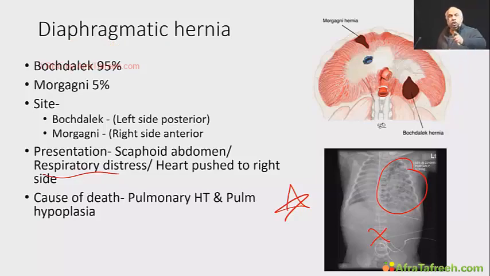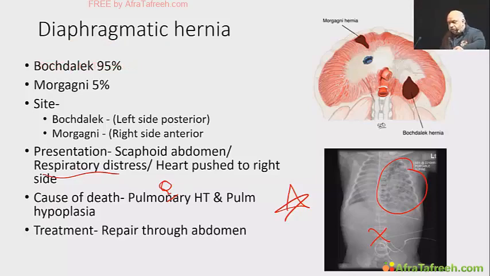And the cause of death, this also is a question, is pulmonary hypertension, along with pulmonary hypoplasia, lung maldevelopment. And treatment always is through the abdomen, never ever repaired through thoracotomy. It is always repaired through laparotomy or laparoscopy from the abdomen, not from the thorax. So you can reduce the bowel from the abdomen and close from the abdomen side. Hernia defect closure from the abdominal side, okay?